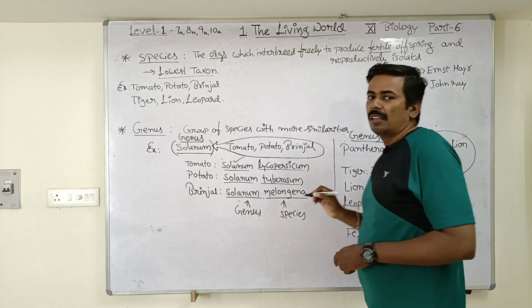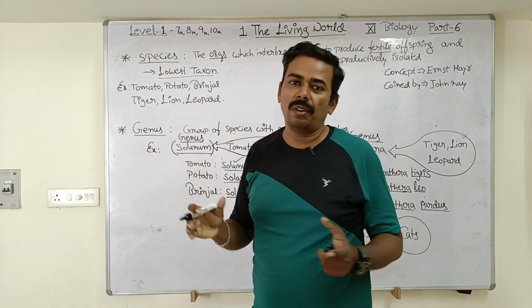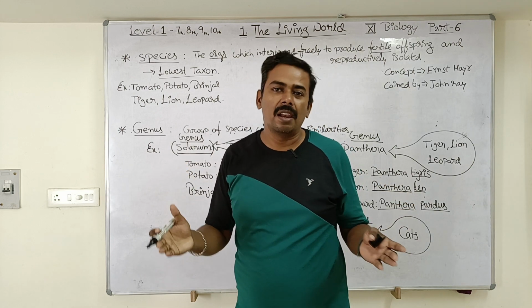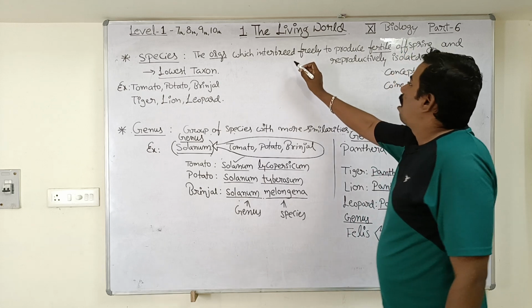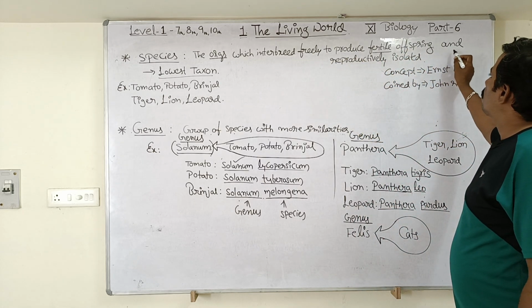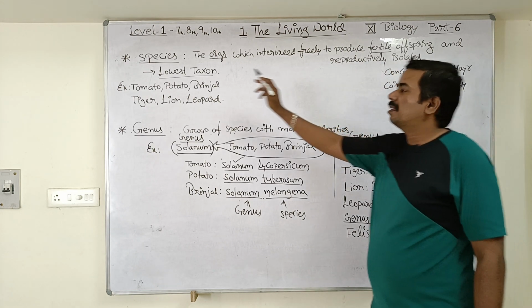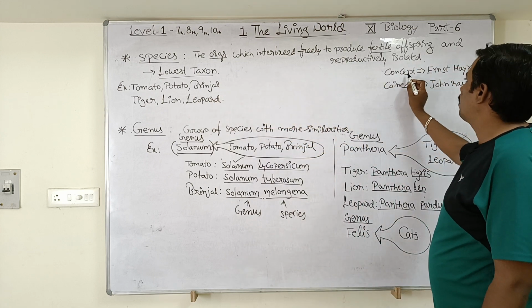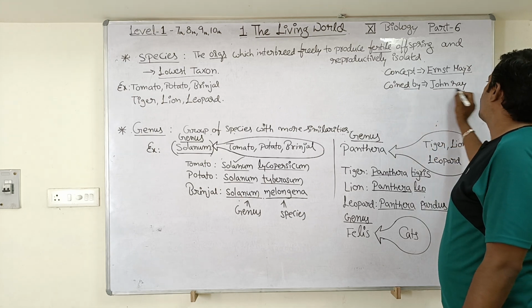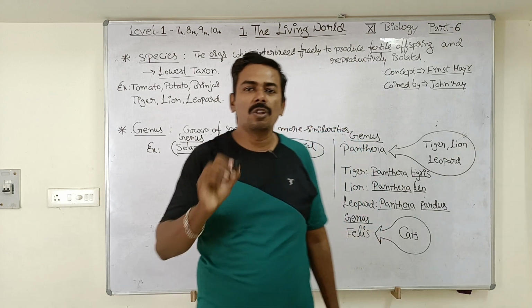What do you mean by fertile? Those organisms which have the capacity to reproduce are called fertile. Those which have no ability to reproduce are called sterile. So after interbreeding, these organisms are able to produce fertile offspring, and also they are reproductively isolated. Such type of organisms we call species. This concept was given by Ernest Mayr, and the term species was coined by the scientist John Ray. Very important. The term species was coined by John Ray.